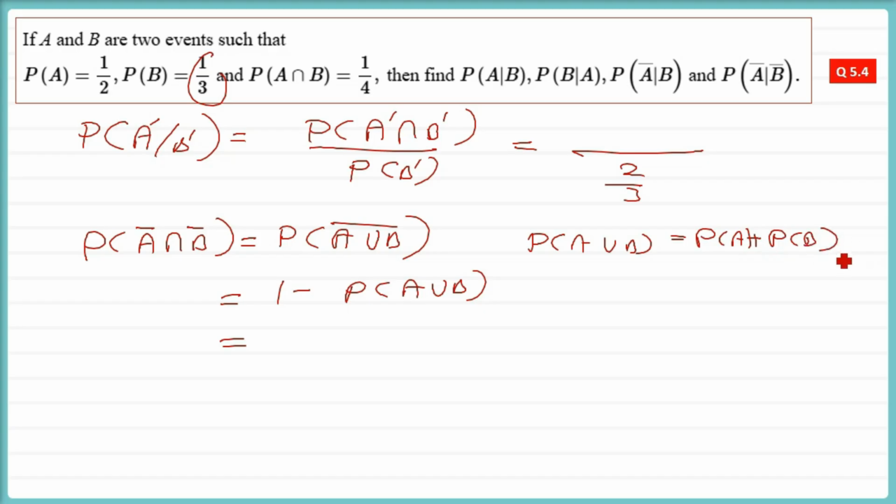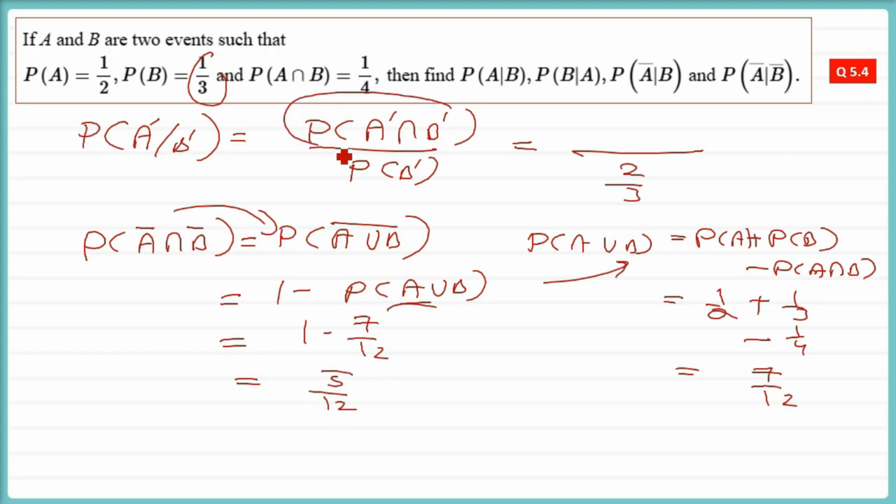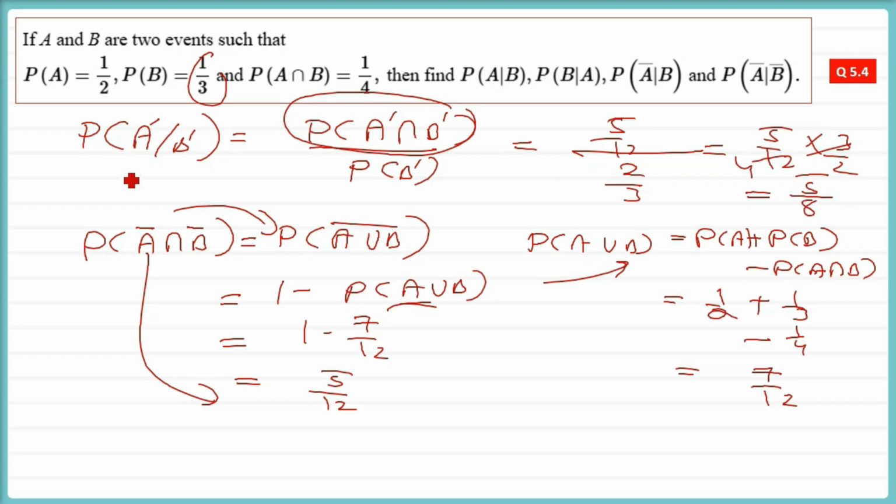So P(A ∪ B) is what? P(A) plus P(B) minus P(A ∩ B), and these all are given actually. 1 by 2 is P(A), 1 by 3 is P(B), and P(A ∩ B) is 1 by 4. So P(A ∪ B) is 7 by 12, because on the left we need P(A ∪ B), that's why we computed it. So 1 minus 7 by 12 is 5 by 12. Now using all these in the equation, 5 by 12, and 2 by 3 which was already written. So this comes out to be 5 by 12 into 3 by 2, which is 5 by 8 for P(A'|B').